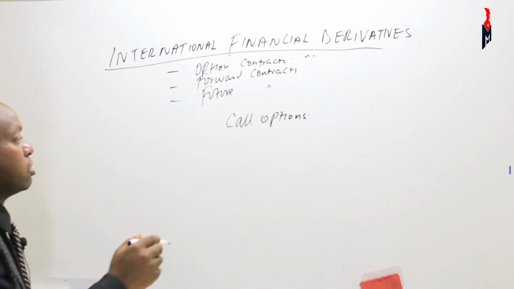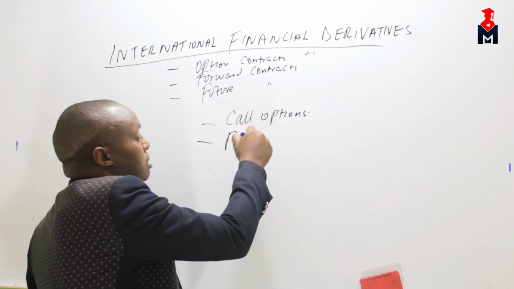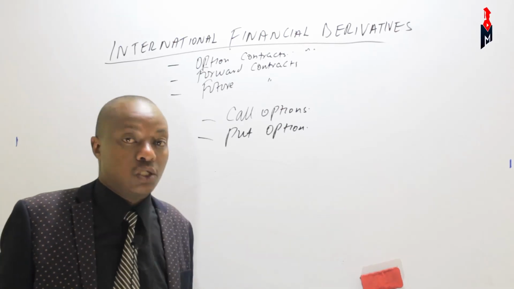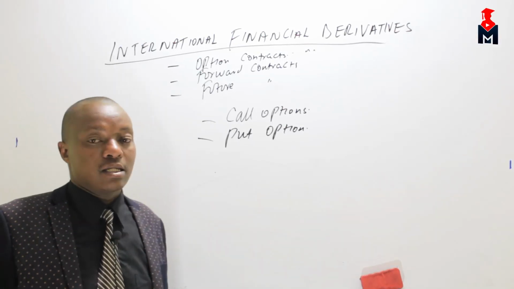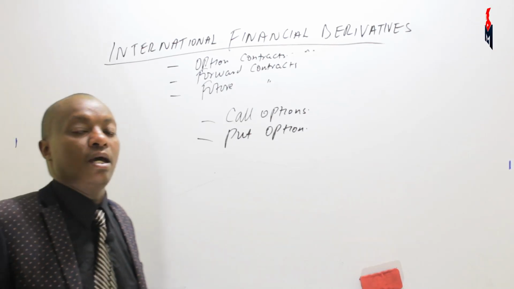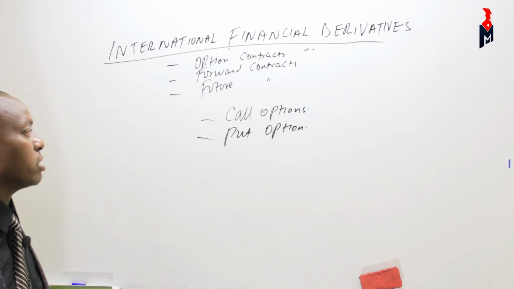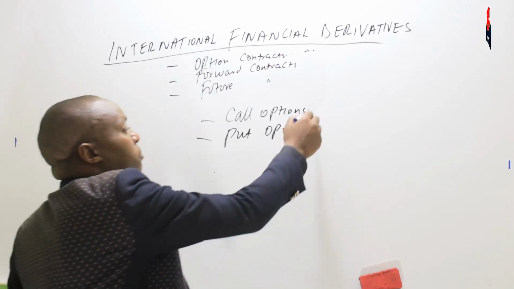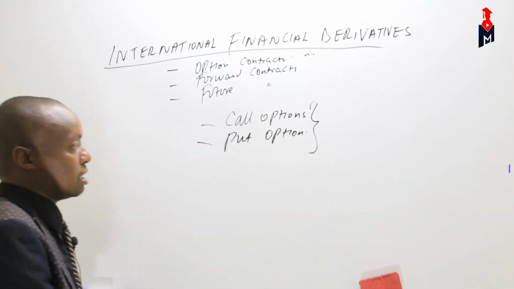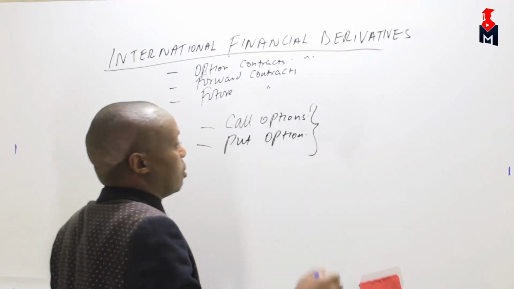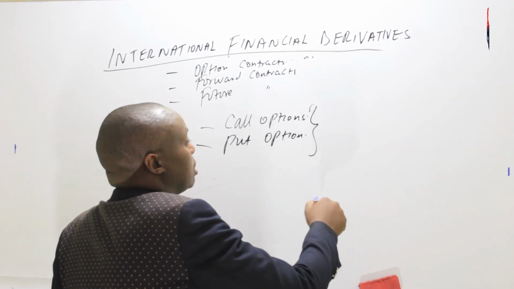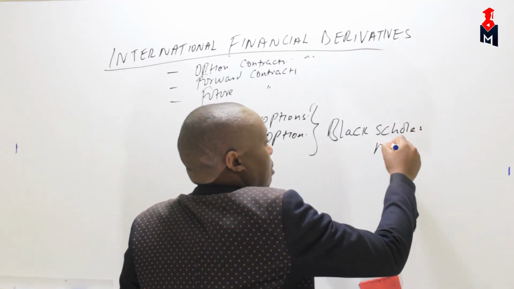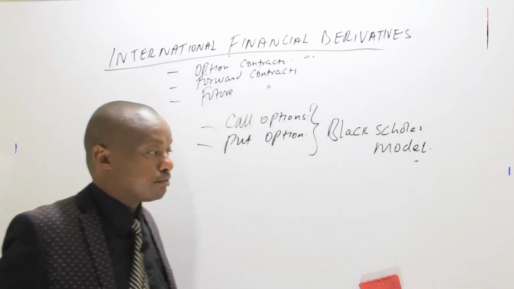We also consider the second choice, which we call the put options. This one gives the seller a right but not an obligation to sell assets in future at predetermined exchange rates. So I want us to use an illustration question in the past papers to find how these two options are illustrated. Usually these two options use a model of financial management we call the Black-Scholes model.